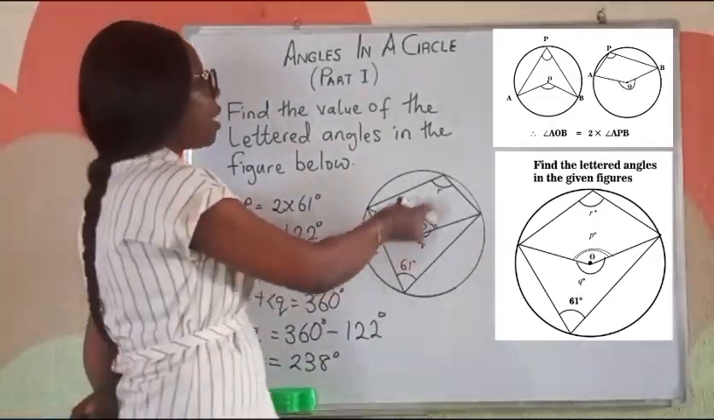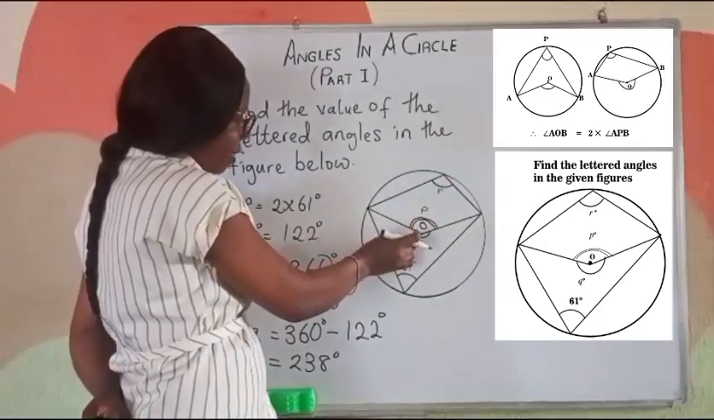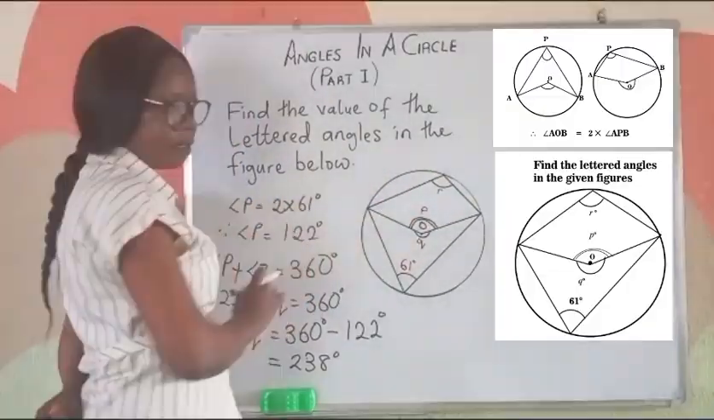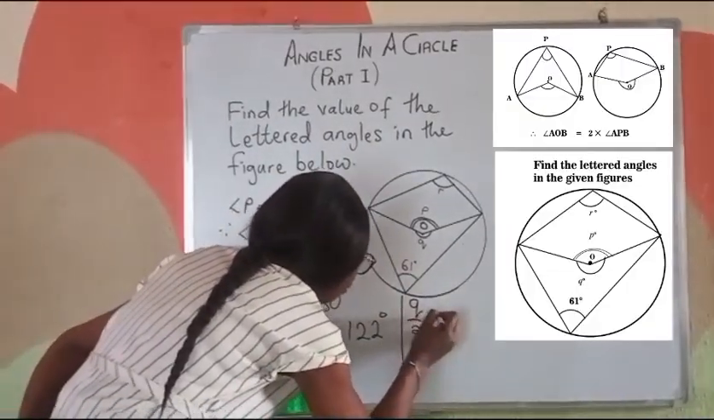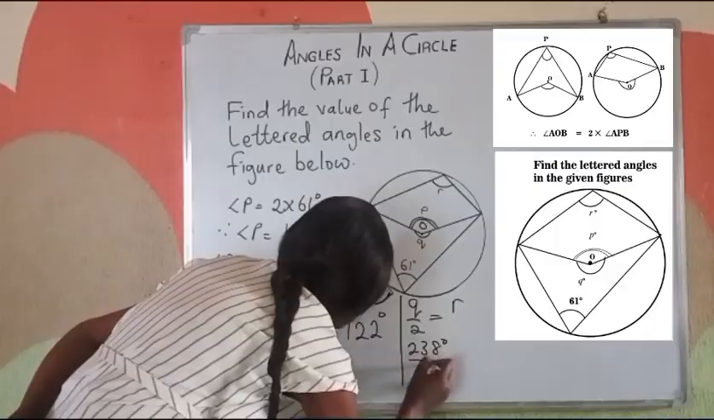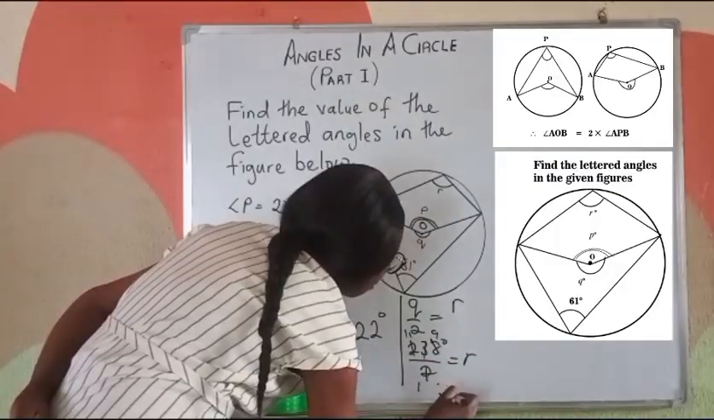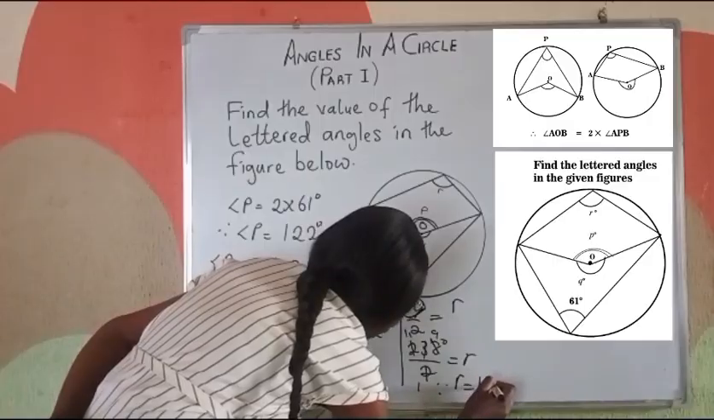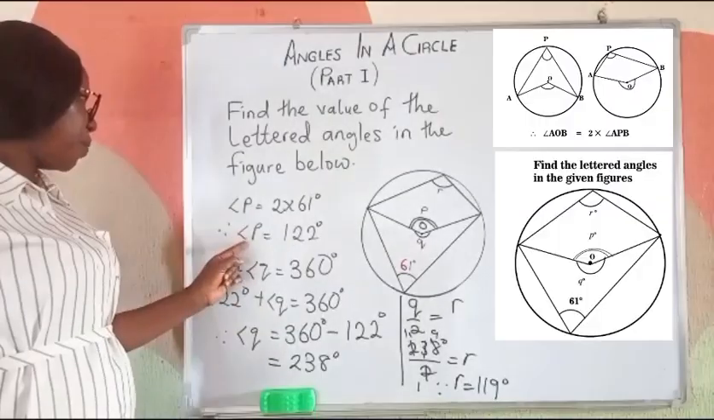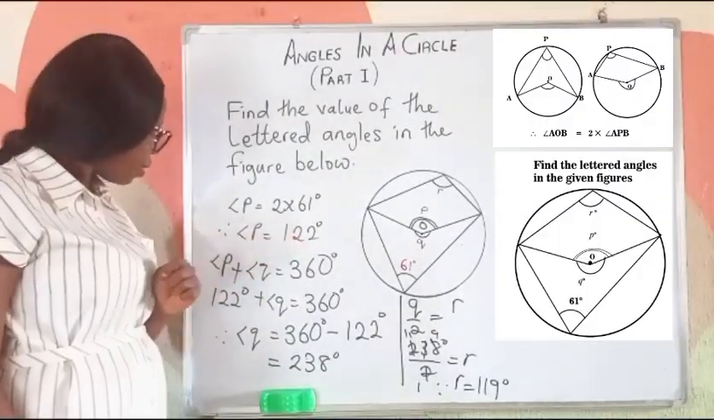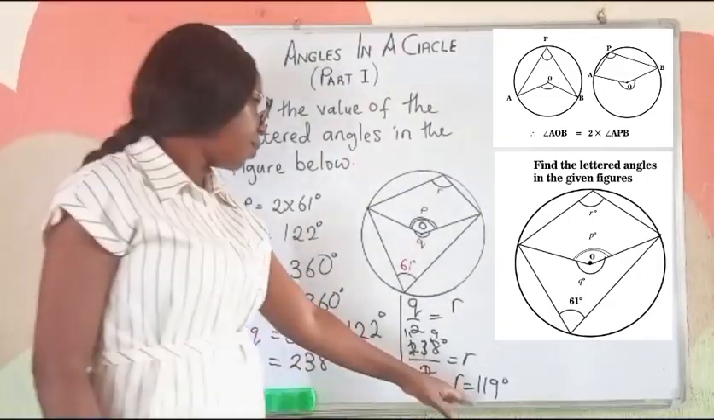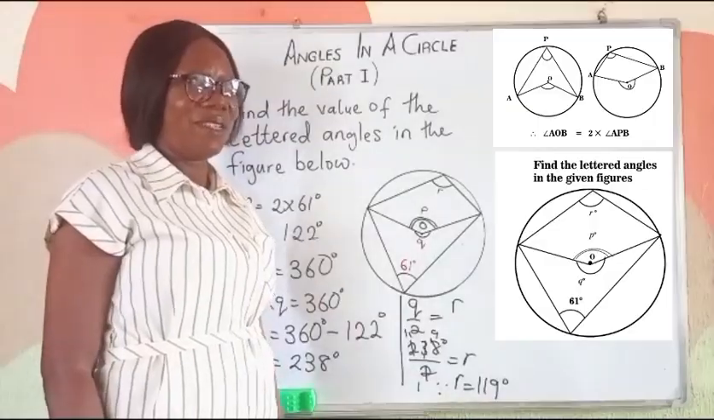From this angle Q, we can now find R. When you divide this reflex angle by 2, you are going to get the obtuse angle at the circumference. Now Q divided by 2 is equal to R. 238 degrees divided by 2 is equal to R. Therefore, R is equal to 119 degrees. Okay, so in the diagram given, angle P is equal to 122 degrees, angle Q is equal to 238 degrees, and angle R is equal to 119 degrees.